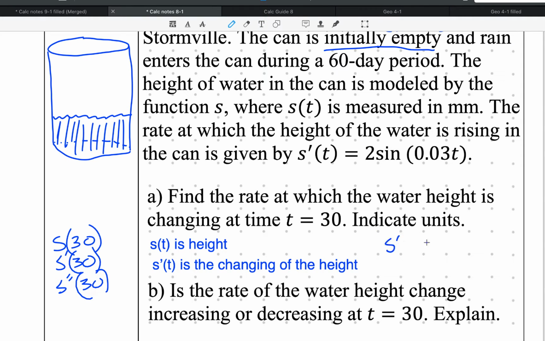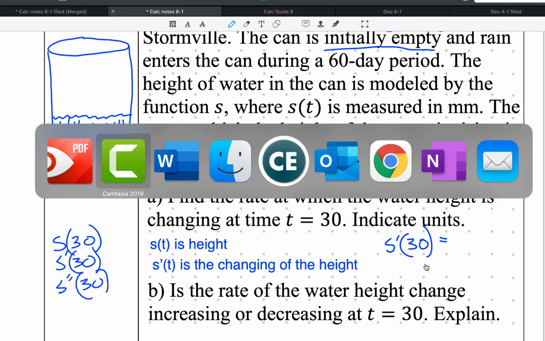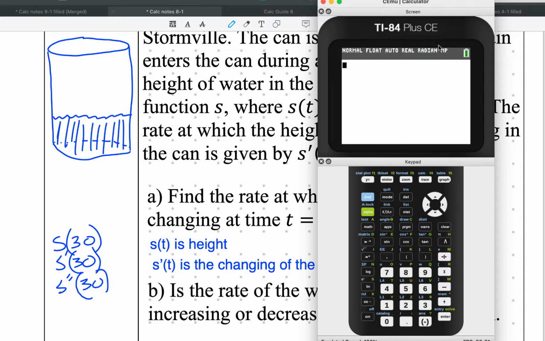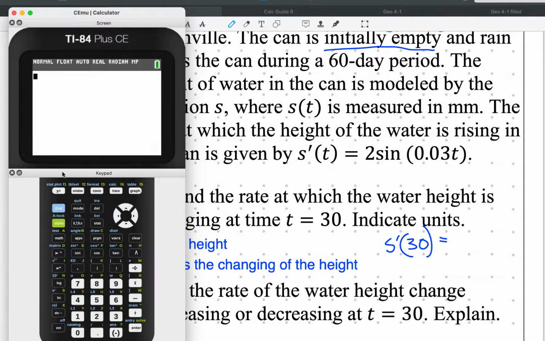So S prime of 30, and this is just a calculator problem. All of these are calculator problems for, I think, this entire unit. So what does that look like? If I come over to our calculator, I'm going to type in our equation, and I've already done that, so I'm a little bit ahead. I have the next two equations we're going to use for the backside. The first equation is 2 sine of 0.03, and then x in this case, because it only has x. We can't do t. So as long as you have your y1 entered correctly, how do you do that?